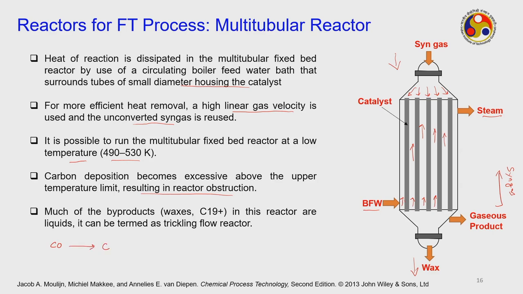Because of the high temperature, coke formation can take place. The coke formation will take place inside this catalyst medium or inside this tube. It can block the pores of the catalyst, so the reaction may not happen. Much of the products, as I have noted here, is C19. These are waxes where the hydrocarbon chain length is more than 19. These can be liquids.